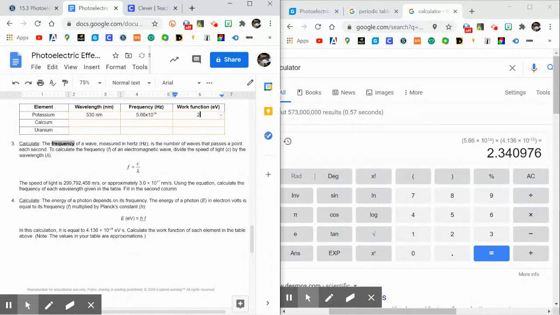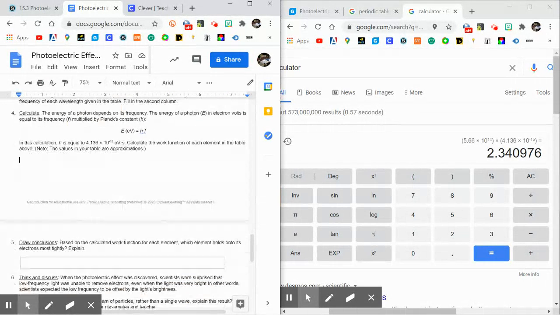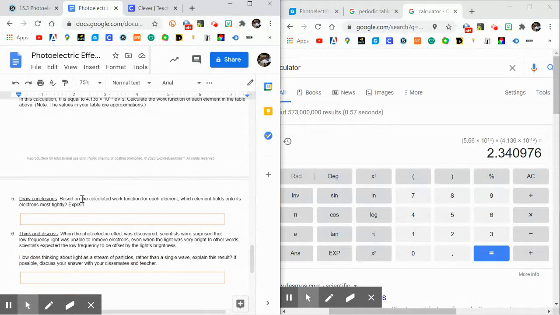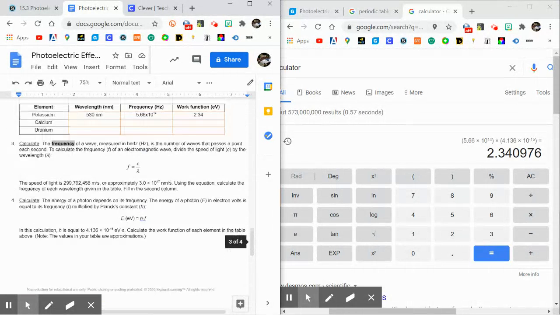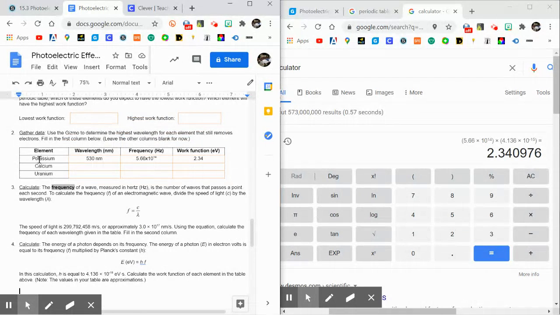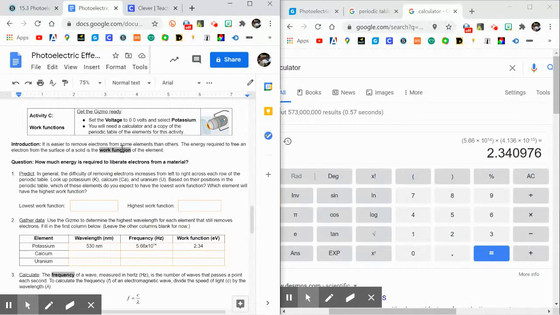2.34. That is the work function. That is how much energy these electrons have. Based on the calculated work function of each element, which element holds onto its electrons most tightly? You can figure out whether it's potassium, calcium, or uranium based on the work function, because again, the work function is the energy required to free an electron from the surface of a solid.